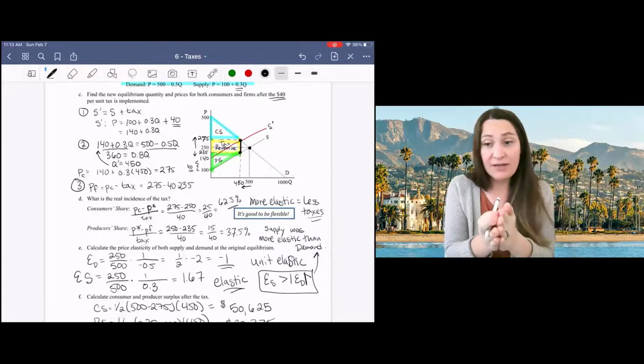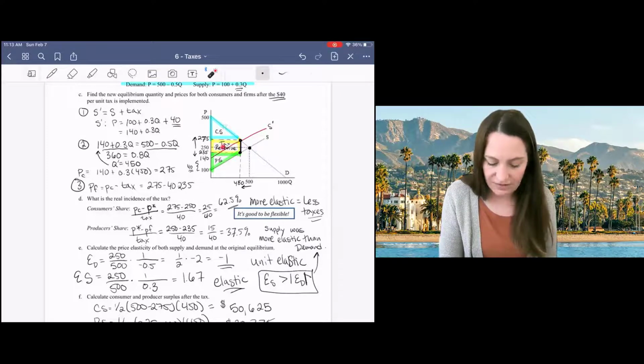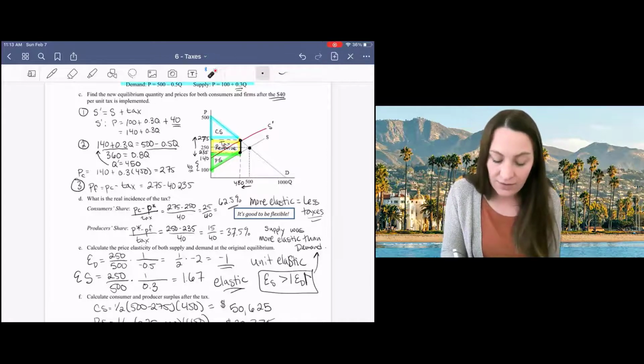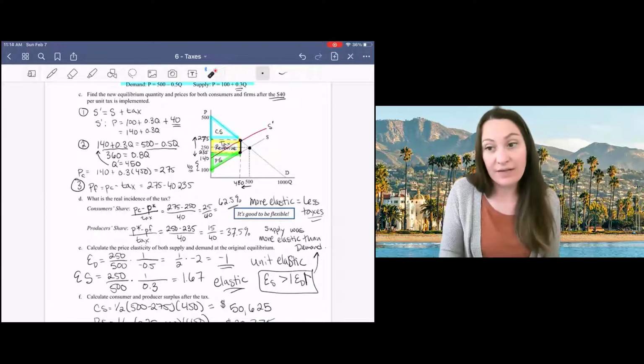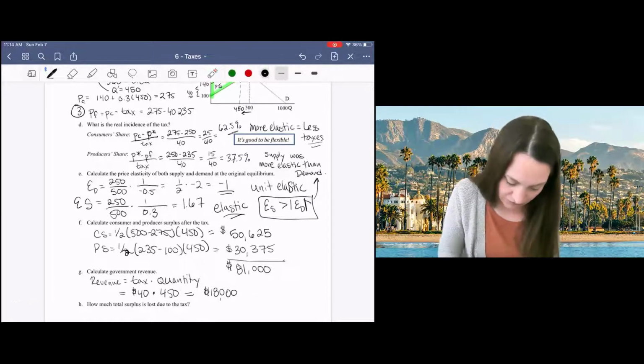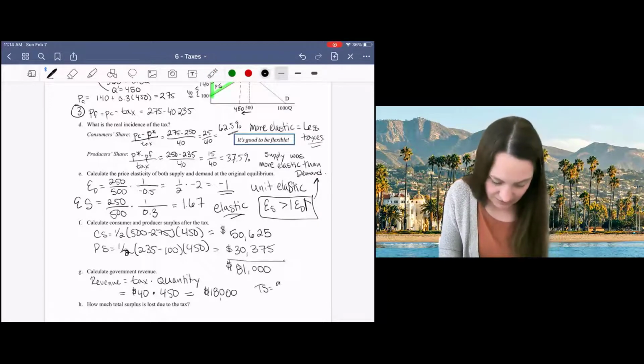So this is the tax revenue here. So you can see from every transaction, part of the potential surplus from the consumer and the producer, right? The difference between the willingness to pay of the consumer and the cost of production for the producer, part of that now is captured by the government through the tax. All right, so now we've filled in our area of total surplus. So total surplus here would be 81,000 plus 18,000, and that gives me $99,000.